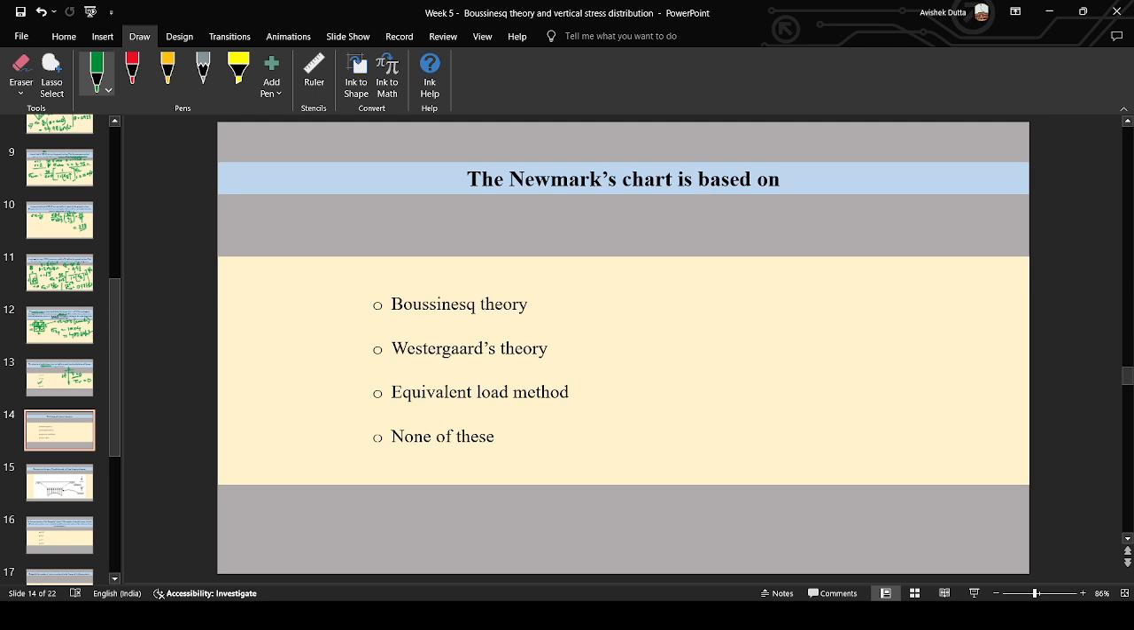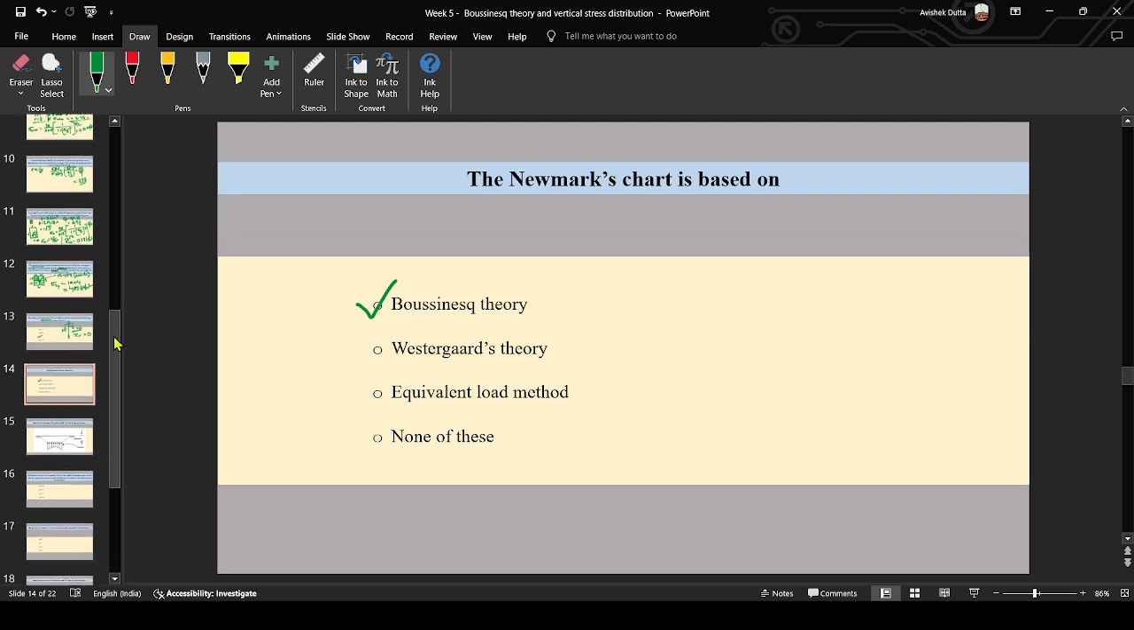The Newmark chart, where we divide the area into several annular areas and sectors, is actually based on Boussinesq theory. Boussinesq theory has been modified and remade, and the Newmark chart has been based on the original Boussinesq theory. Okay. Next question.